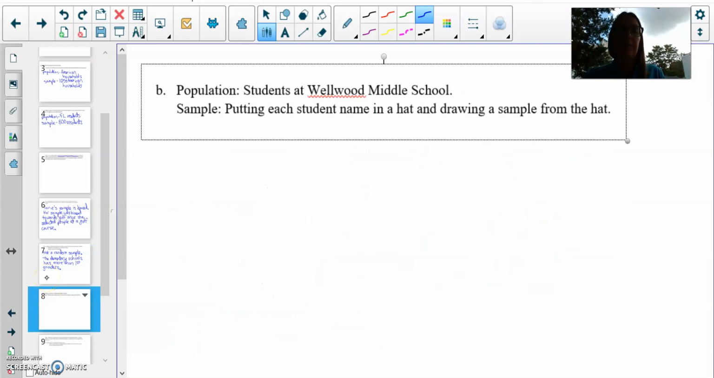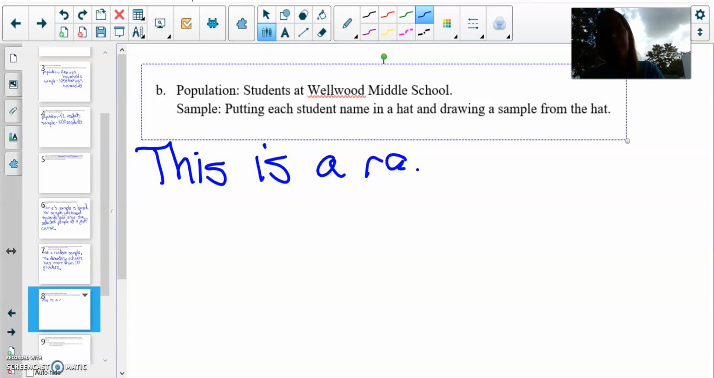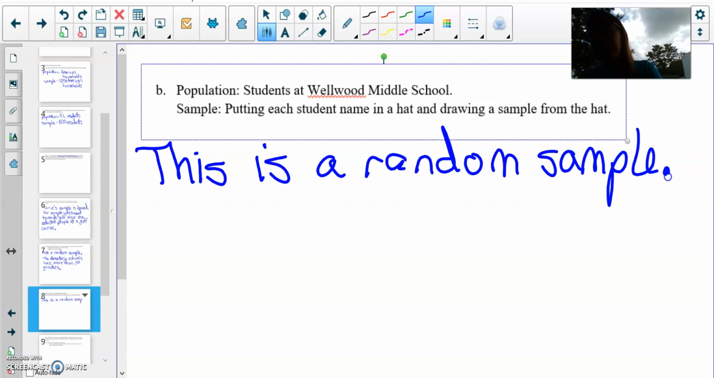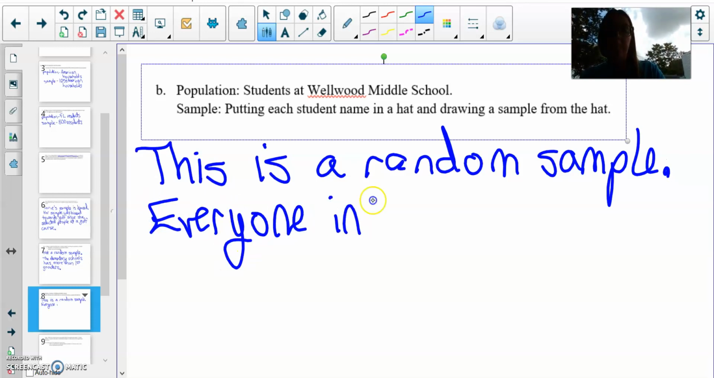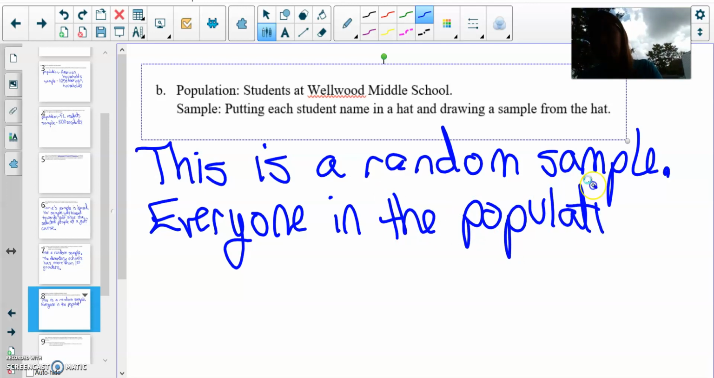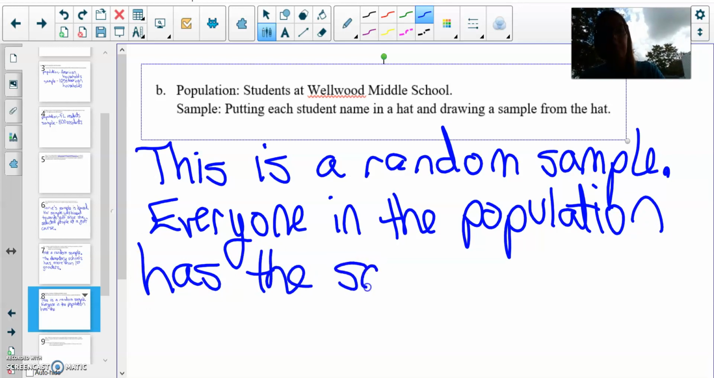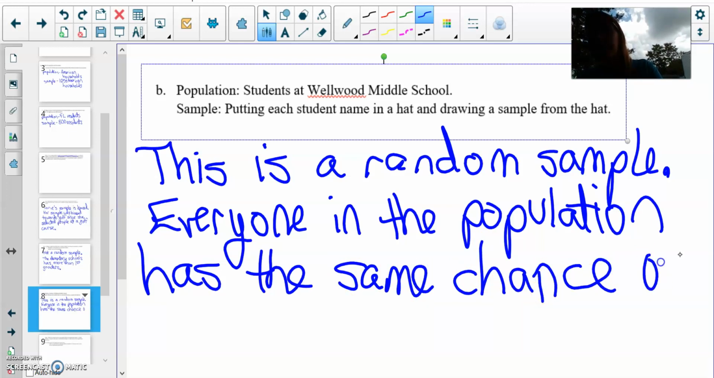Population, students at Wellwood Middle School, and the sample of putting each student in a hat and drawing a sample from the hat. This is random. So this is a random sample. Everyone in the population has the same chance of being selected.